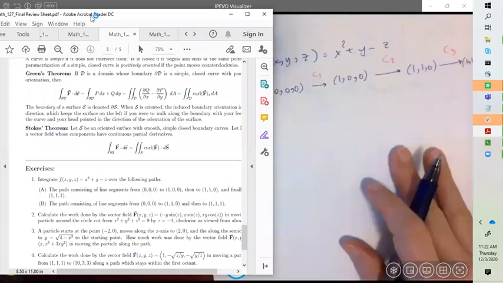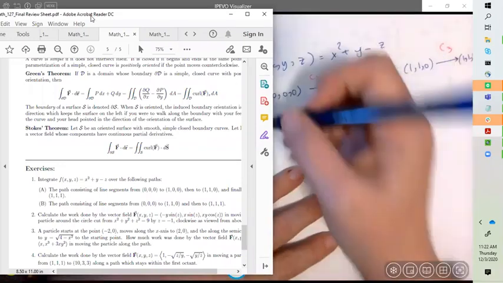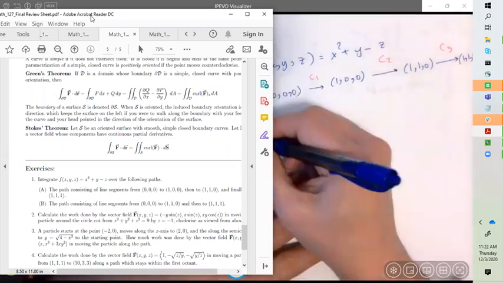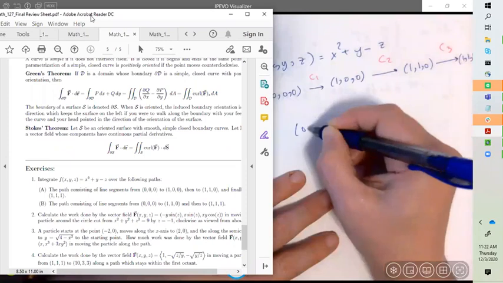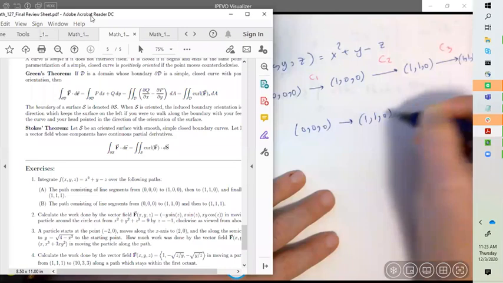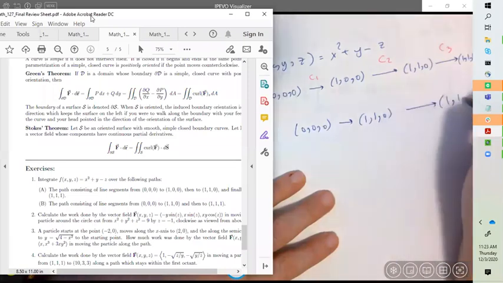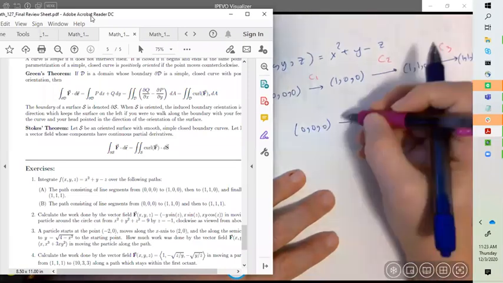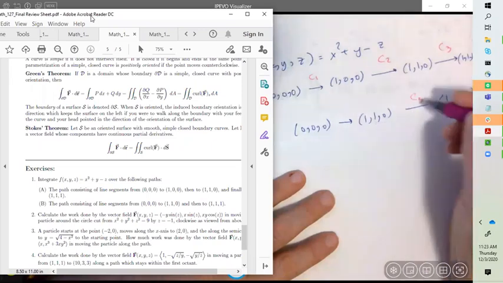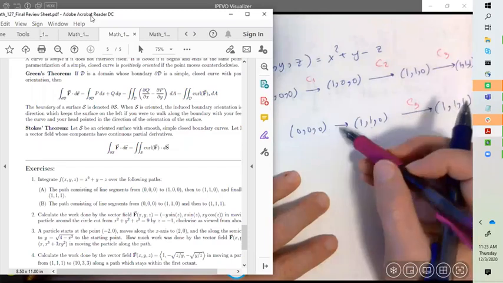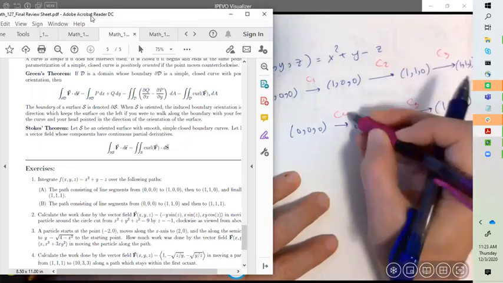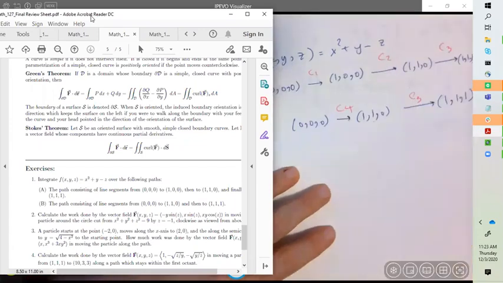And then this is the first one. Then we're asking for the line segments that goes from 0, 0, 0 to 1, 1, 0, then to 1, 1, 1. So this is a bit different. This is still C3. 0, 0, 1 to 1, 1, 0. This is a different one though. This is C4.